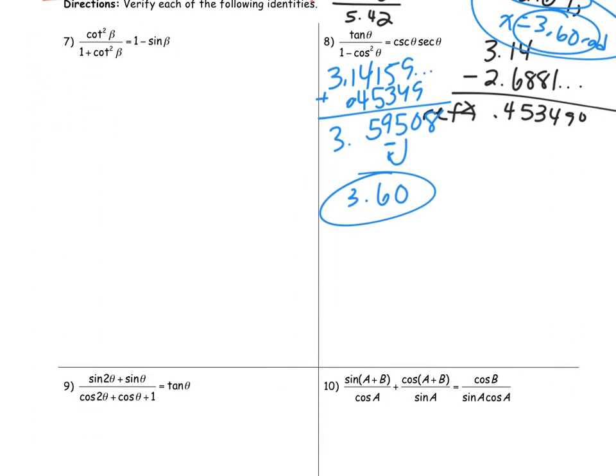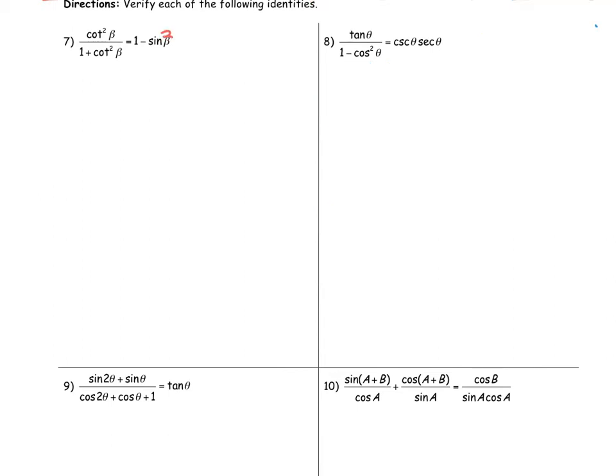All right, so if we flip over to the next page, I want to take a look at question 7. Now, there was a typo on my end, so I apologize. This should have said sine squared of beta. All right, so just make that change. That should have said 1 minus sine squared of beta.